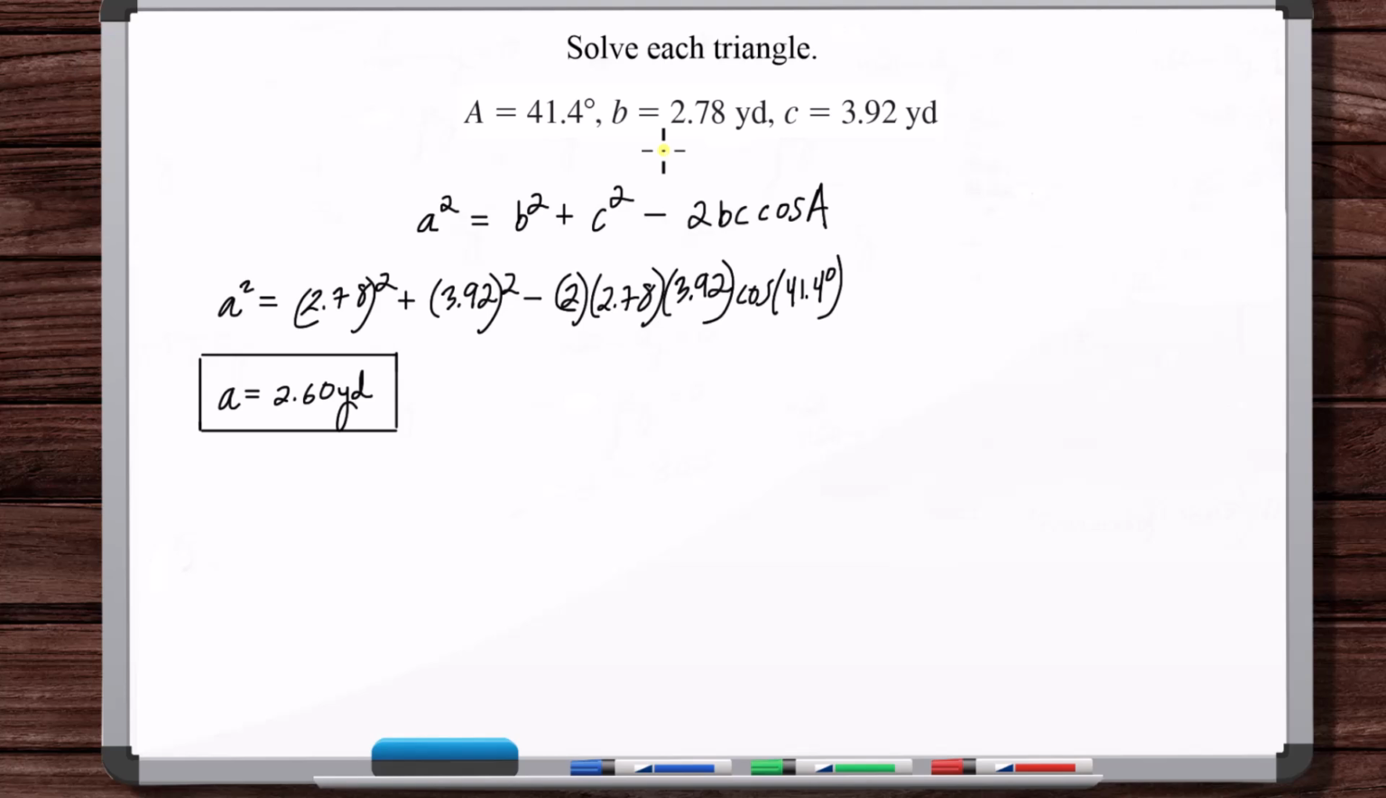Well, you can eliminate the ambiguity by making sure that we choose, because we have all three side lengths, so we can pick whatever angle we want of the remaining two angles to solve for. So we want to pick the smallest angle. Well, how do we know what the smallest angle is? Well, it's going to be opposite of the shortest length side. So we want to pick, let's see, it's going to be 2.60.